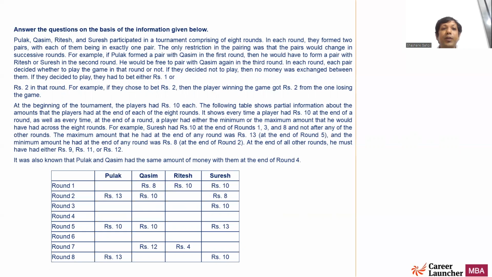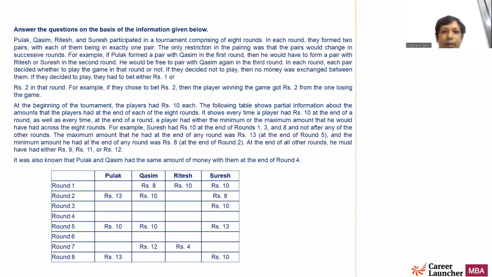For example, if Pulak formed a pair with Kasim in the first round, then he would have to form a pair with Ritesh and Suresh in the same round. But he is free to pair with Kasim again in the third round. Okay, so basically PQ, then in the next one you can't have PQ, it has to be either PR or PS. And let's say PR in the next round, then in the very next round it can't be PR.